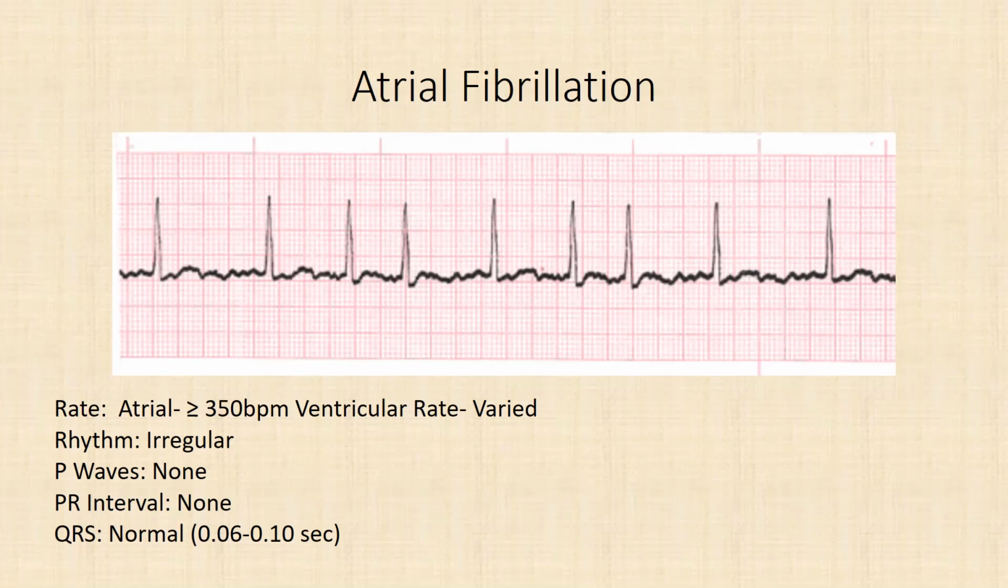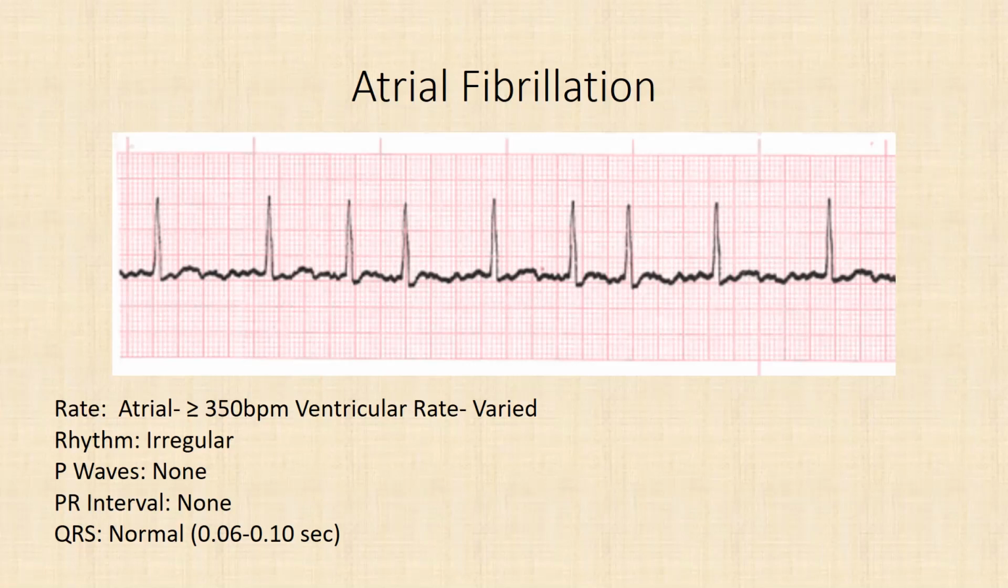So here we look at the rate. There's not really a consistent rate here because it's all over the place. The atria can be anywhere from 350 beats per minute or greater than that. And then the ventricular rate, the ventricles, as far as their rate, are varied as well sometimes. The rhythm here, like I said, is irregular. There's no consistent beat going on here.